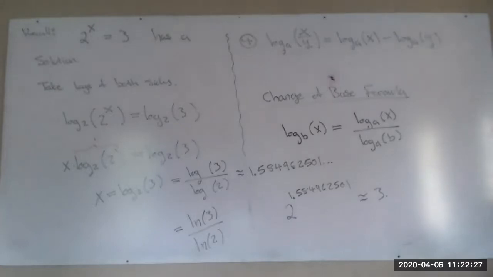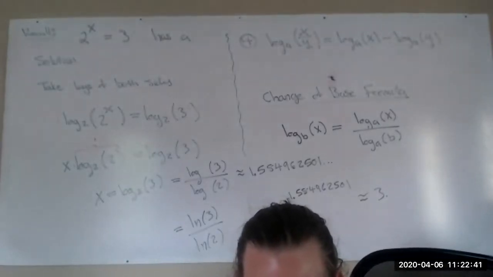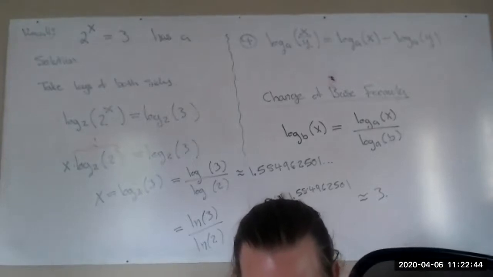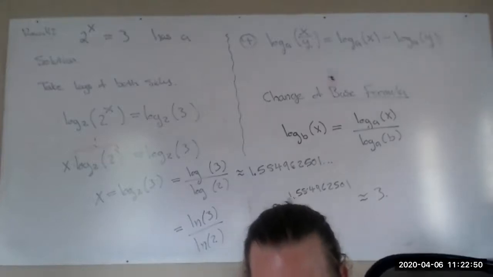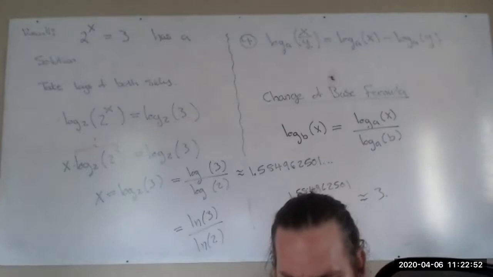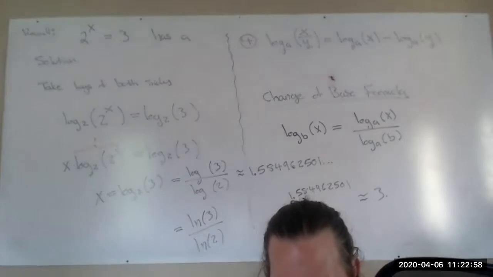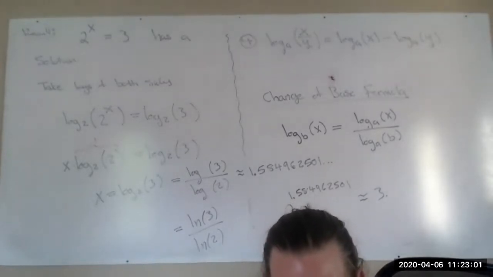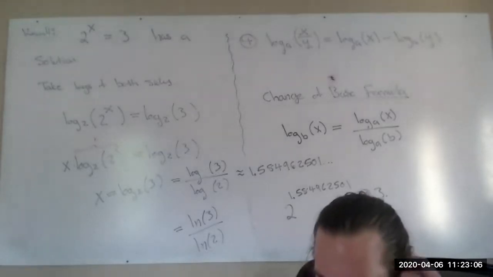Questions on this example, or the change of base formula? So I'd like to look at one or two other problems, if there aren't any questions, and build our way up to the more complicated stuff we'll see in the next section.